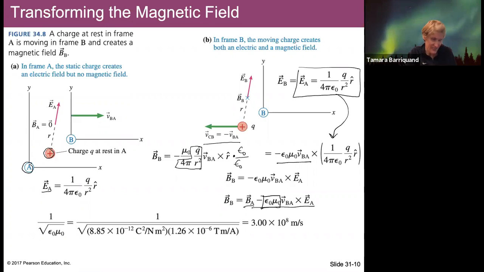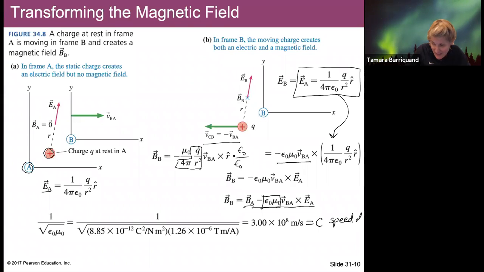8.85 times 10 to the minus 12 times 1.26 times 10 to the minus 6, raised to the negative 1/2, and that gives me 2.99863 times 10 to the 8th, and that is in meters per second. So this should be a very familiar term. This is the speed of light, c.